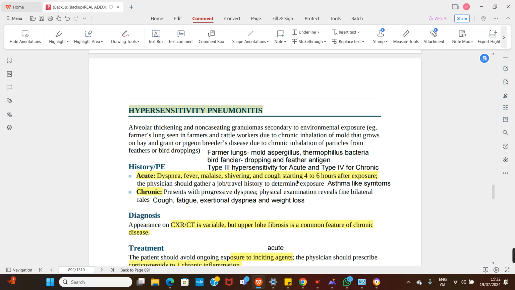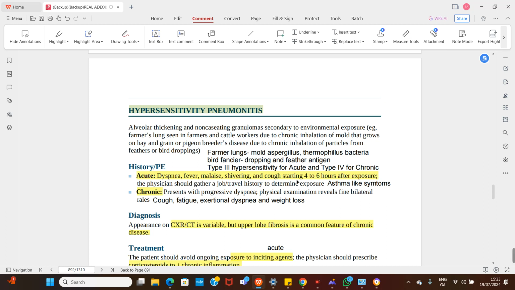Or probably the person got exposed to bird droppings or the antigen within the feathers in people that rear birds or pigeon breeders. Or they can even inhale the droppings of the birds. All these things can cause hypersensitivity pneumonitis, which is of two types. You have the acute and you have the chronic.